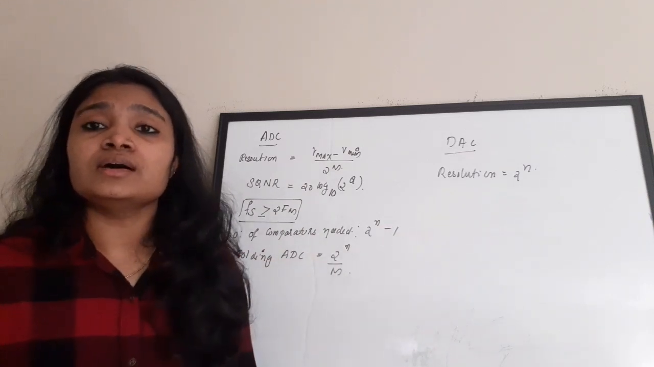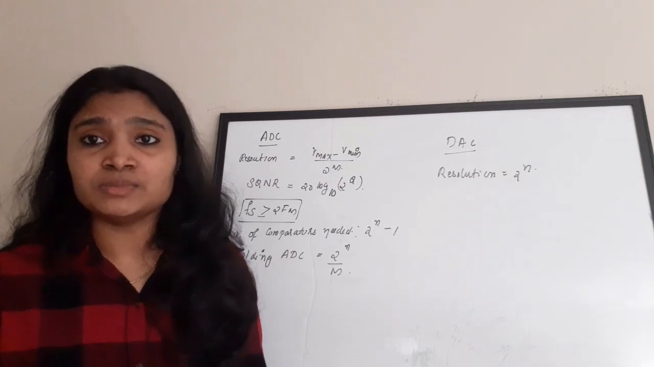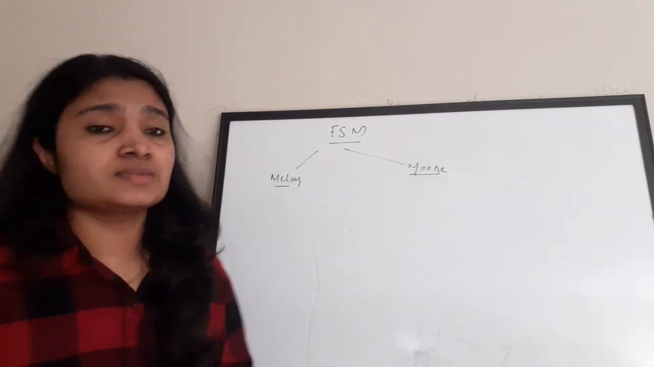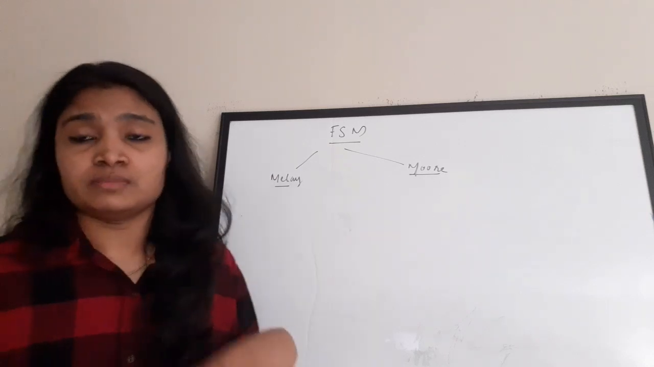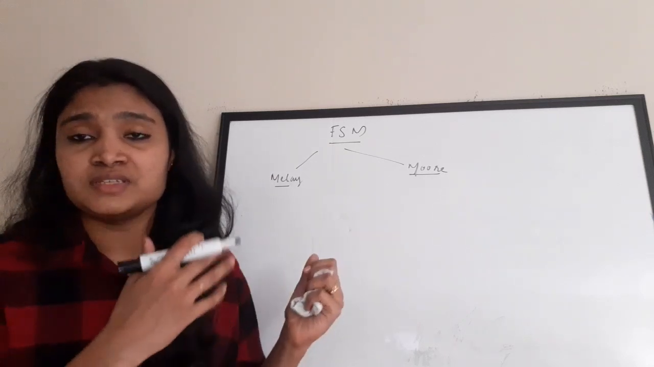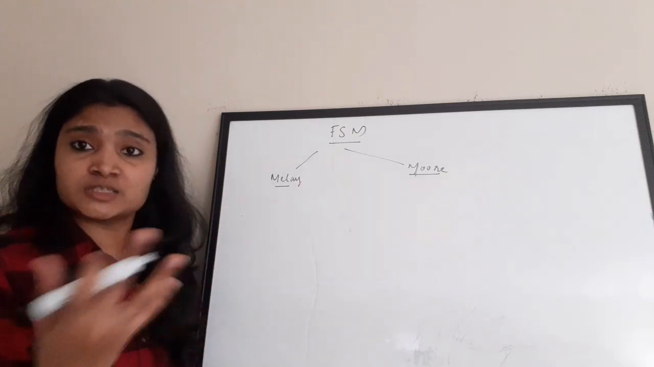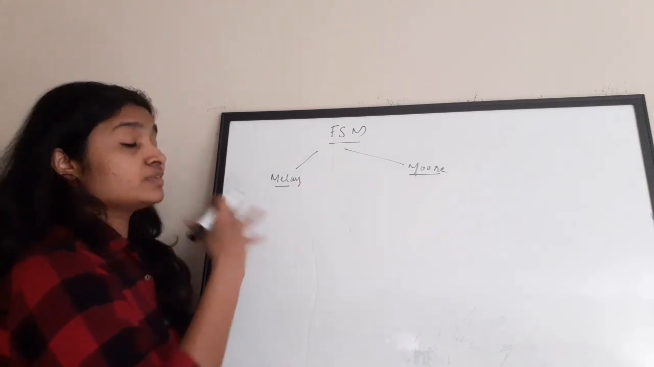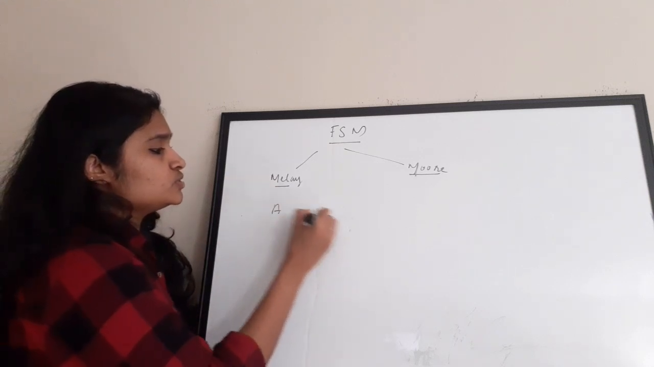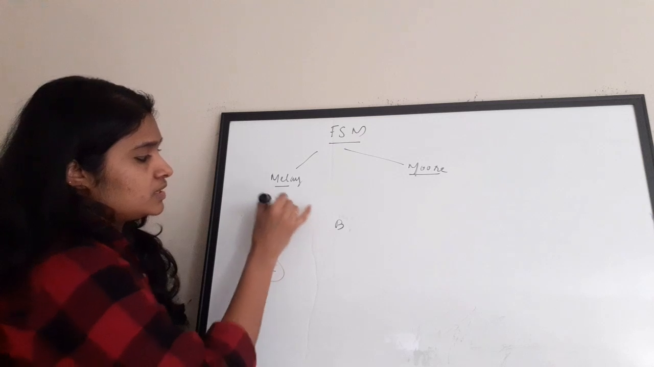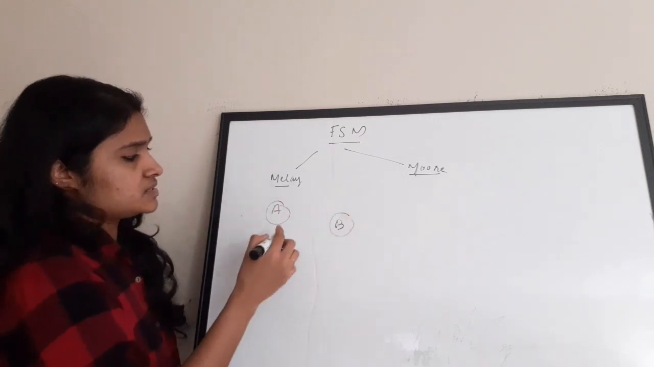Now moving on to the Mealy state machine and Moore state machine. So FSMs can generally be classified as Mealy FSM and Moore FSM. Now what is the difference between this Mealy FSM and Moore FSM? I'll draw it in the form of state diagrams and explain. I'm going to draw a very rough figure of a Mealy FSM now. There are three states A, B, C.